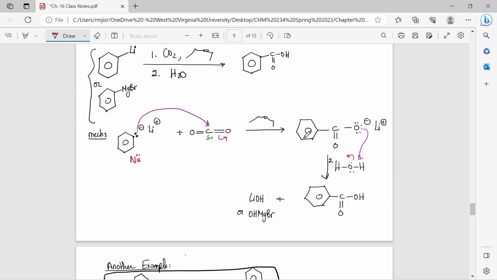You are adding to the carbonyl, so whatever R of the carbanion you are working with is going to be attached to the carbon of the carbonyl. The other oxygen of the carbon dioxide will turn into an O negative. That will be coupled with the positive charge, any positive counter ion in the solution. And then the last step is going to be the protonation. So your product in this case is going to be a carboxylic acid. And this is a very good way of introducing a carboxylic acid to your compound.